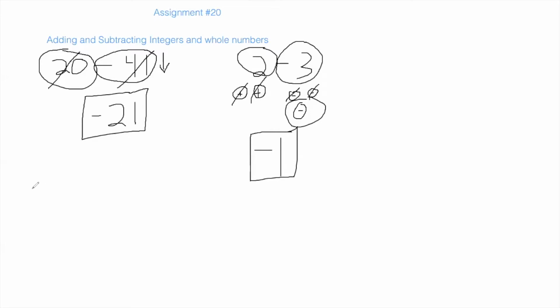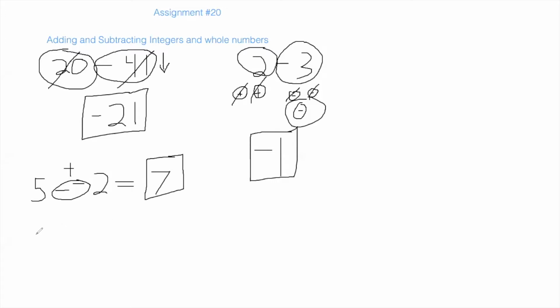The only other different one is going to be something like this. Let's say it's a positive 5 minus a negative 2. When you have 2 negatives in front of each other like that, they're going to combine and create a positive. So now it's just 5 plus 2, which equals 7. That's it.